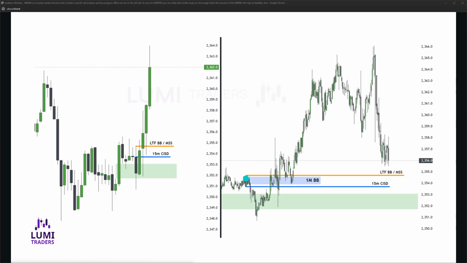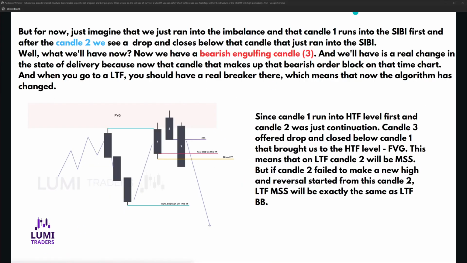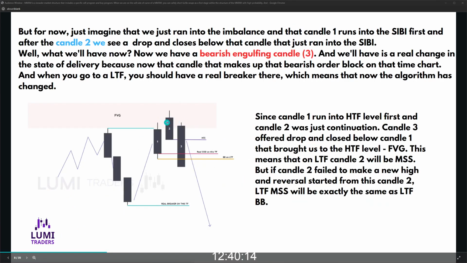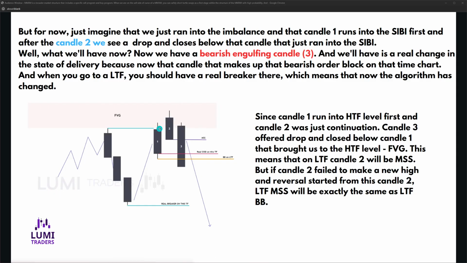This is what I mean by lower time frame breaker block and market structure shift when I consider candle number 1 or candle number 2. Depends on what. If it was sweep, once again, it must be sweep or failure to close above the high. If it's going to be bearish candle, we got opening, closure right here.